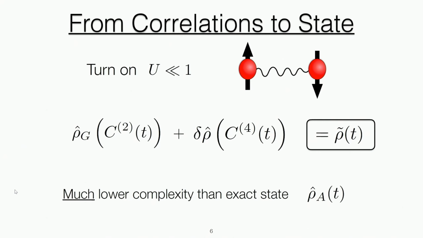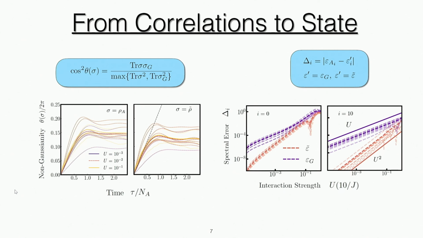Before we jump to thermalization, let's first study how well this ansatz actually reproduces aspects of the state. So the first thing we looked at is how non-Gaussianity builds up. And we did this using this measure of non-Gaussianity theta, which essentially you can think of as the distance between a state, or the fidelity between a state and its Gaussian version. So the setup here is that you take your initial state to be Gaussian, you turn on interactions, and you watch non-Gaussianity slowly build up.